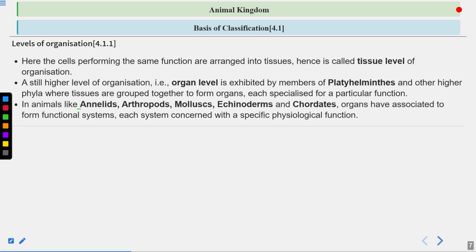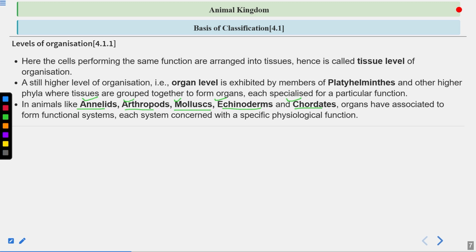In animals like annelids, arthropods, mollusks, echinoderms, chordates. I will take one example of each phylum, then you will be able to recall which organism I am talking about. Annelids, one of the organisms is the earthworm. Arthropod, one of the organisms is the cockroach. Mollusk, one of the organisms is the pearl oyster, the organism which gives you the pearls. Echinoderms, starfish, and chordates. Chordates include the fishes, amphibians, reptiles, birds, and mammals, right? All come under the chordates.